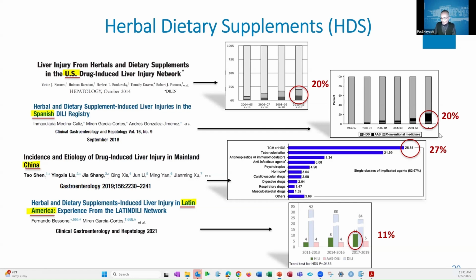The Spanish group came in at 20%. China came in at a whopping 27%. Now, I point this out because herbals are so steeped in tradition in China, and they're used so much. And I see a lot of clinical trials these days where sites are being recruited from China or Asia, and this becomes an issue. And then the Latin comes in a little lower at 11%.